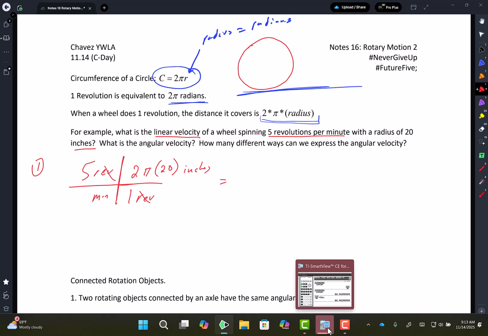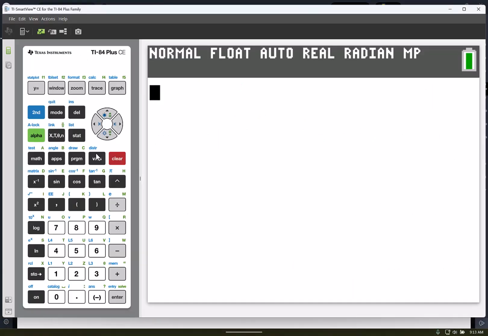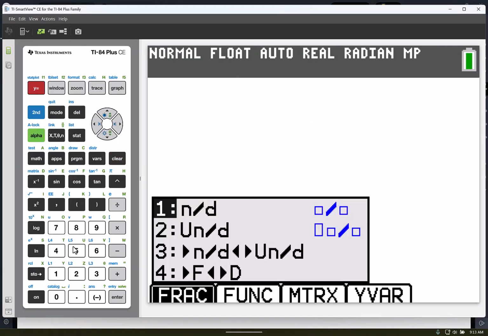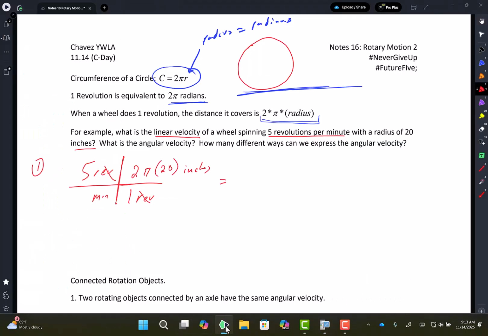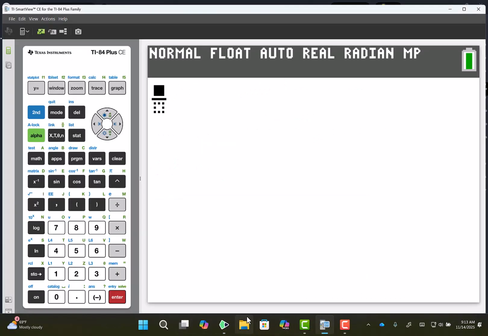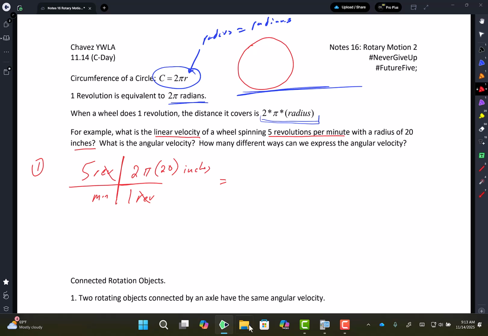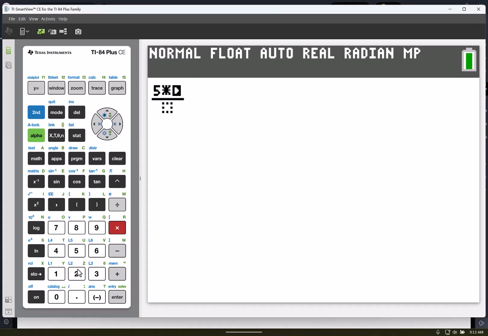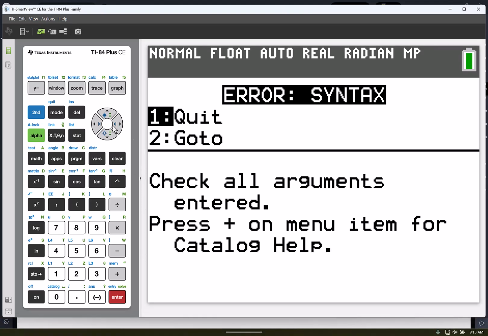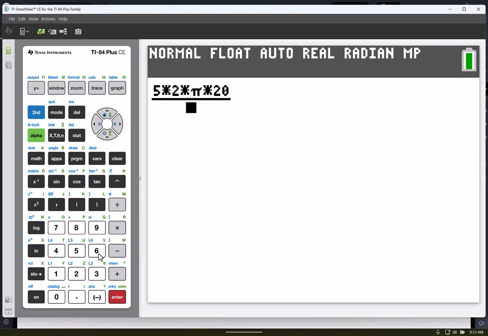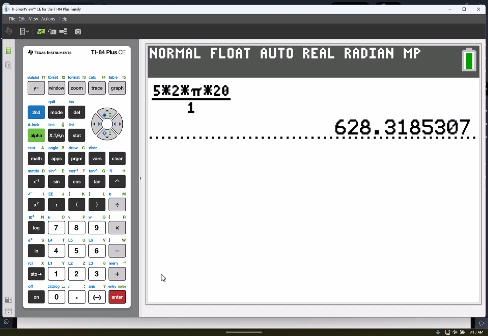So all you do, you take your calculator, and let me clear this. I'm going to push alpha y equals. I guess you don't need the alpha y equals because there's nothing in the bottom, just a 1, but I already typed it in, so too bad. 5 times 2 times pi times 20. Oh, I didn't put a 1 in the bottom. Silly me. Put a 1. And there it is.